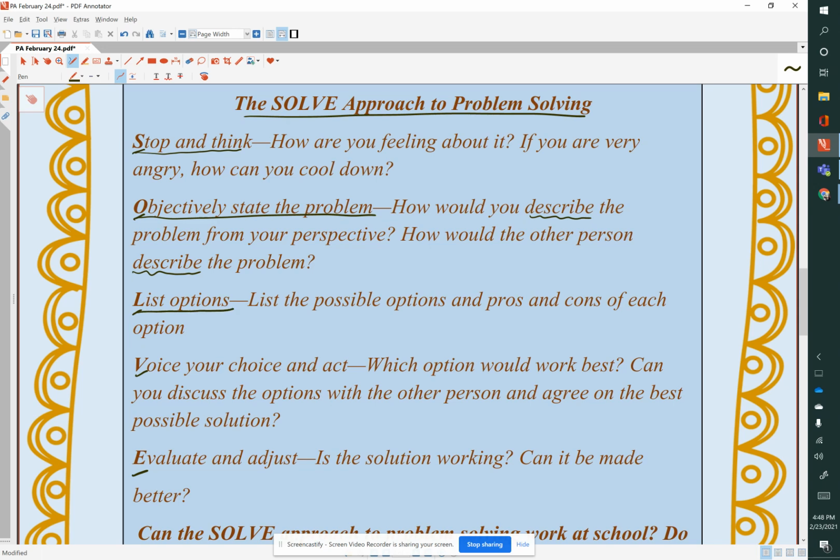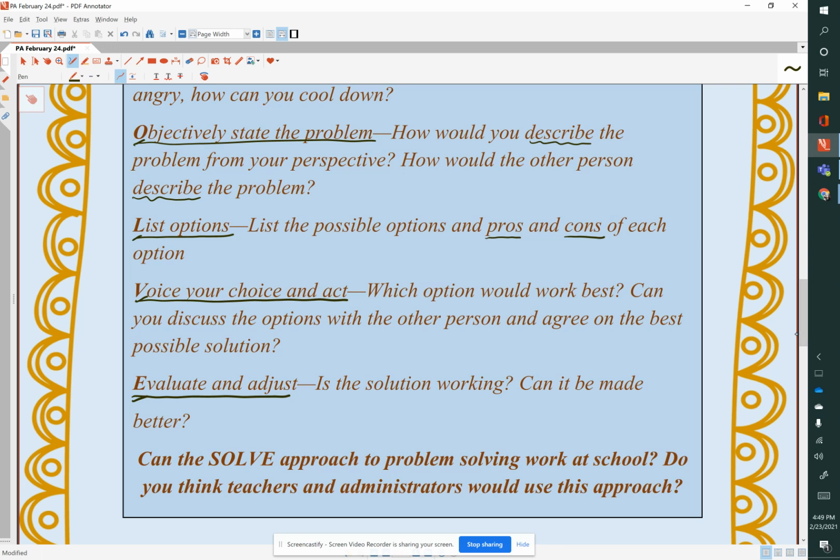L is to list options. And if you need to do this on paper, that's great, or just do it in your head or out loud in a conversation. But listing those options means including the pros and cons of each option, the thing that's good about each option and the thing about each option that is not so good. So then V is voice your choice and act on one of those options. Which option would work best? Can you discuss the options with the other person and together agree on the best solution? That would be a good outcome, wouldn't it? And then E is evaluate and adjust your thinking. Is the solution working? Maybe you need to just tweak it a little bit and make the solution better. So this is the SOLVE approach to problem solving.